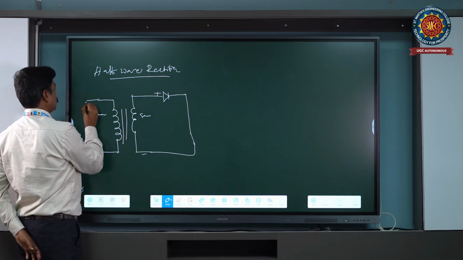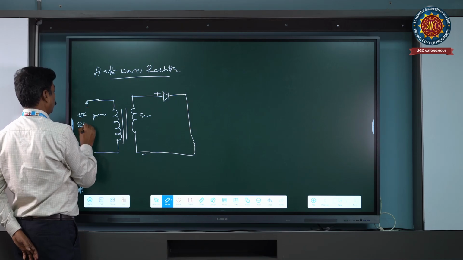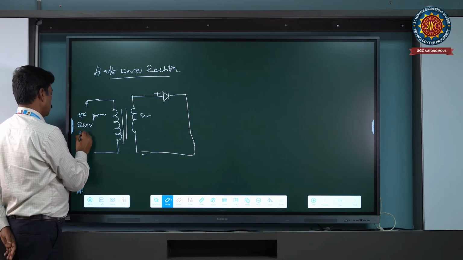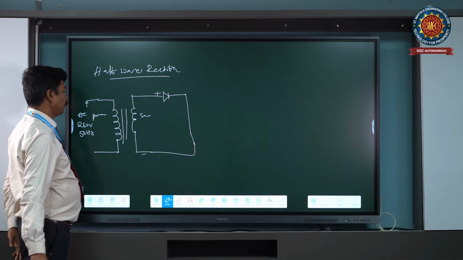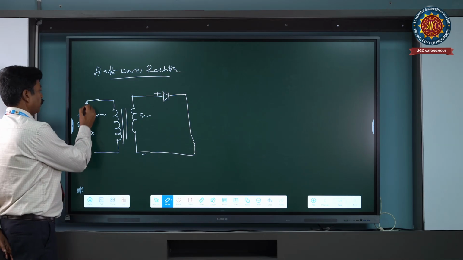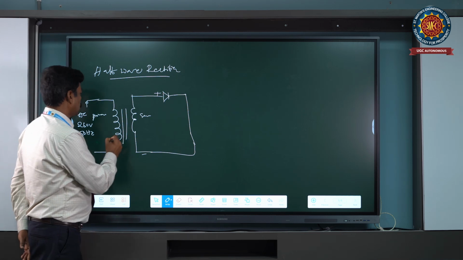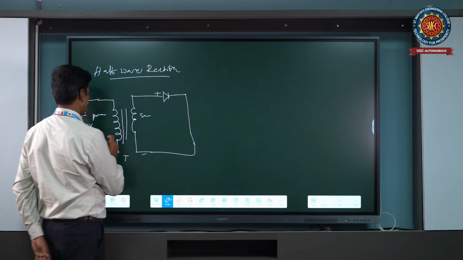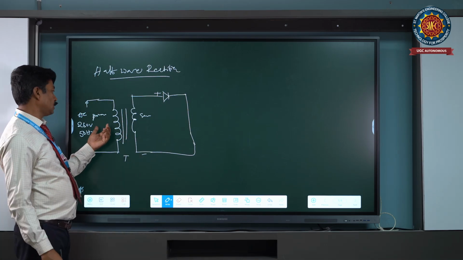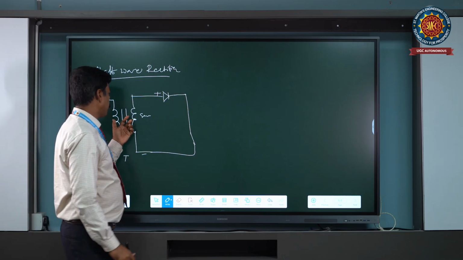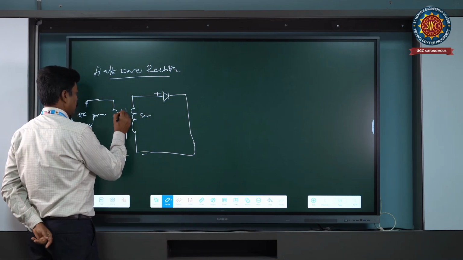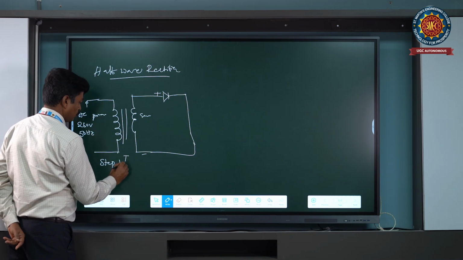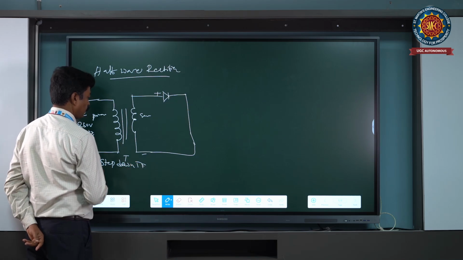We apply the input signal of 230 volts AC, and the frequency is 50 hertz. This is the applied input voltage. In the simple circuit symbol of the transformer, there are primary and secondary coils with a number of turns. This transformer is a step down transformer.